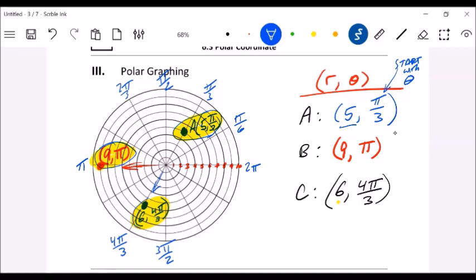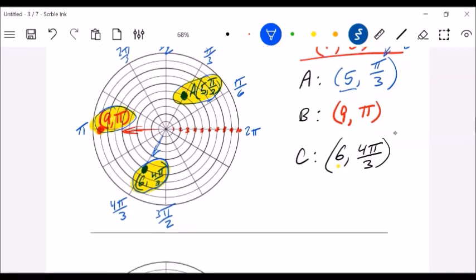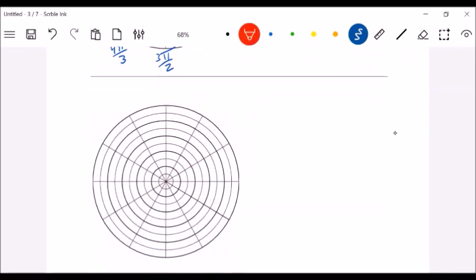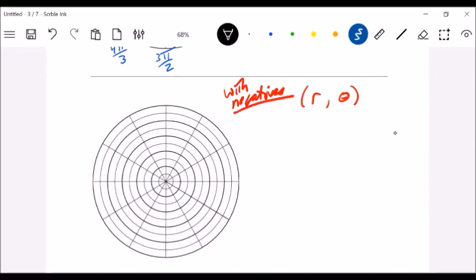That gives us 3 examples, but none of these have negatives in them. The next one we're going to do has some negatives. So this is R theta, and now it's with negatives. Okay, so I'm going to call these D and E and F. And so for D, let's find -4 and pi over 2.